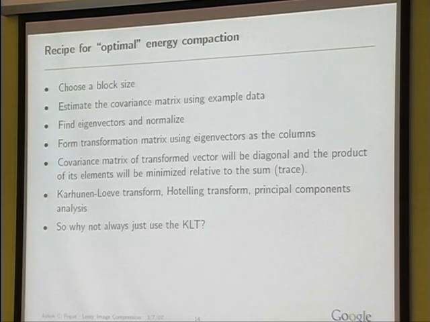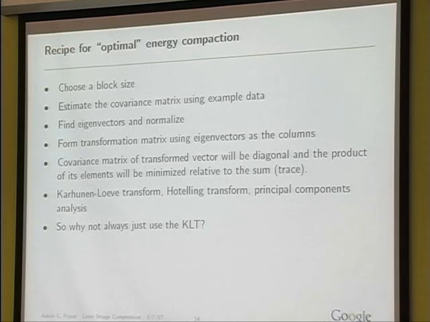Okay, so we'd like to compact energy. And how do we do that? Well, let's choose a block size. We'll come back to that also in a minute. But for now, let's say we choose the block size. So here's a famous recipe for coming up with a transformation that packs as much energy as possible into as few components as possible. You estimate the covariance matrix of these vectors. So you have a bunch of training data, a bunch of examples.